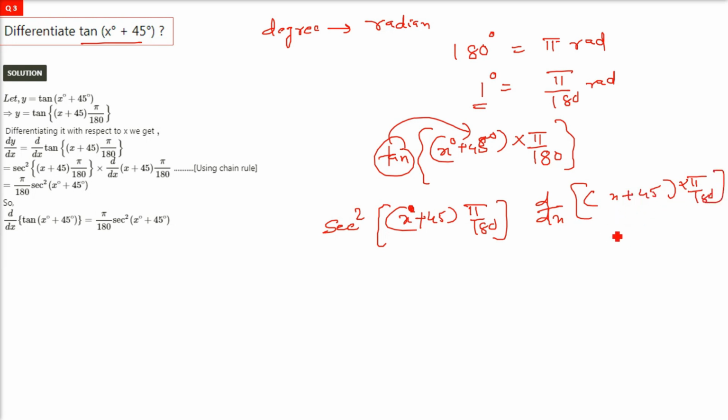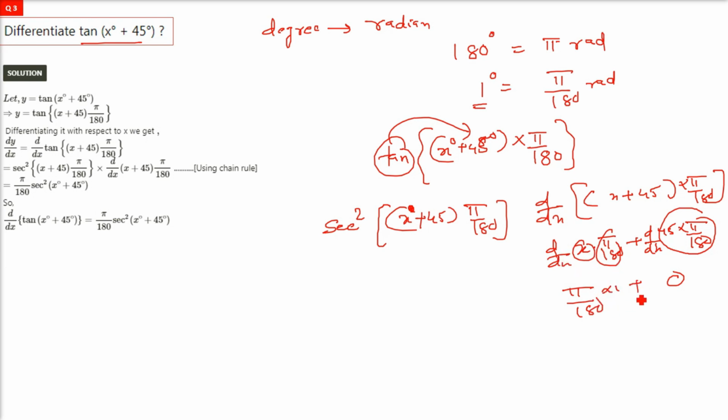What is the differentiation of this? You can assume it to be x into pi by 180 plus 45 into pi by 180. So d by dx of this and d by dx of this. See, this is a whole constant, so it is going to be 0. This x into pi by 180, so pi by 180 will come in front. d by dx of x is 1. So pi by 180 it will be, and that pi by 180 has to be written in front. So this is your final result.